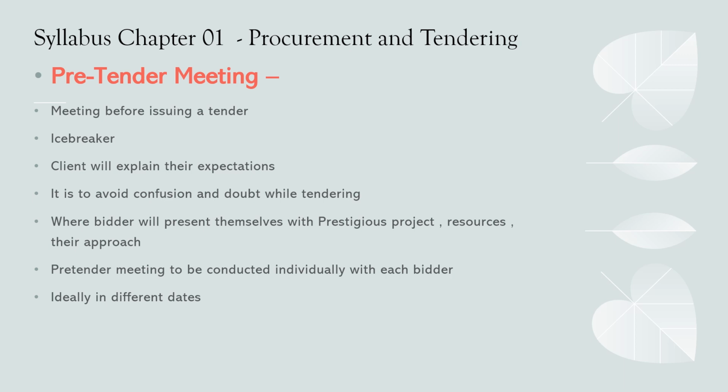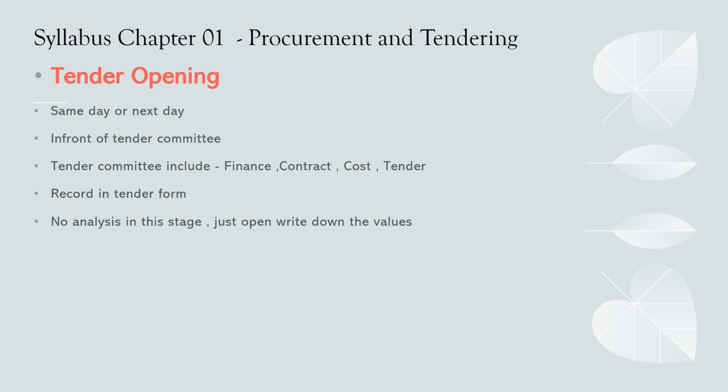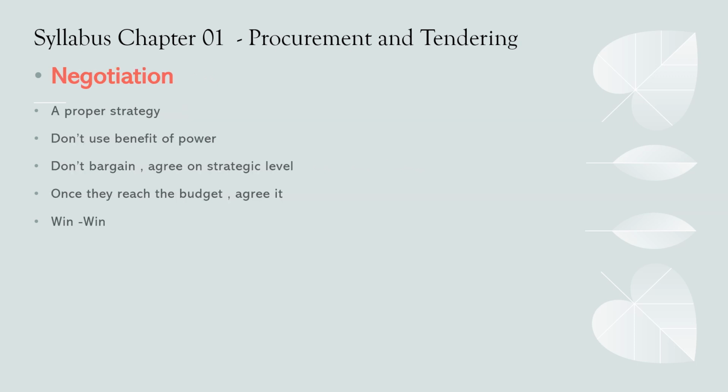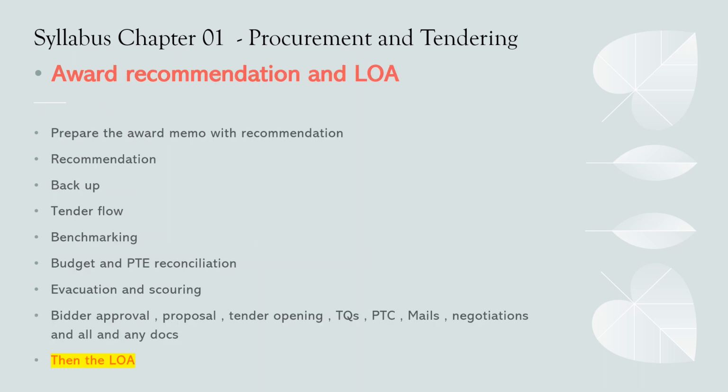So in this session I'm finishing with the NDA and pre-tender. In the upcoming sessions we have RFP, then tender addendum and procedures, then tender opening procedures, then post-tender procedures. We have negotiations and so on. We have BAFO, LAFO, I will explain those also. Then award recommendation. That will be the end of our procurement and tendering session.